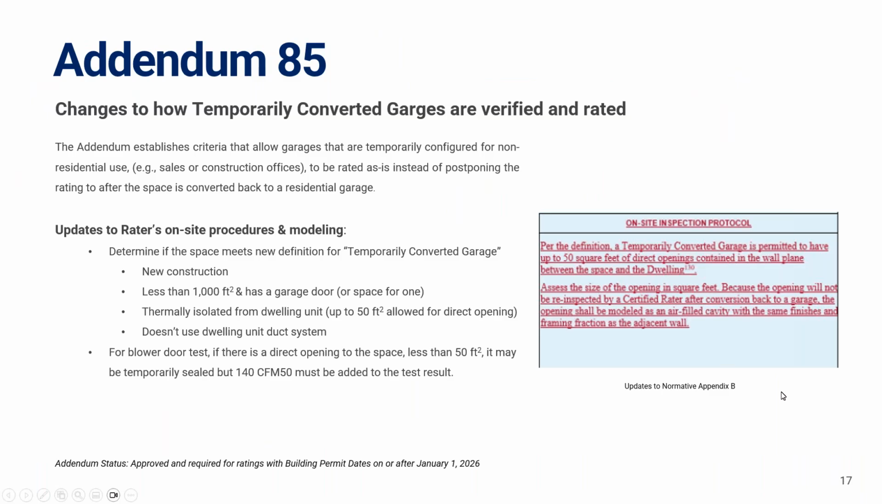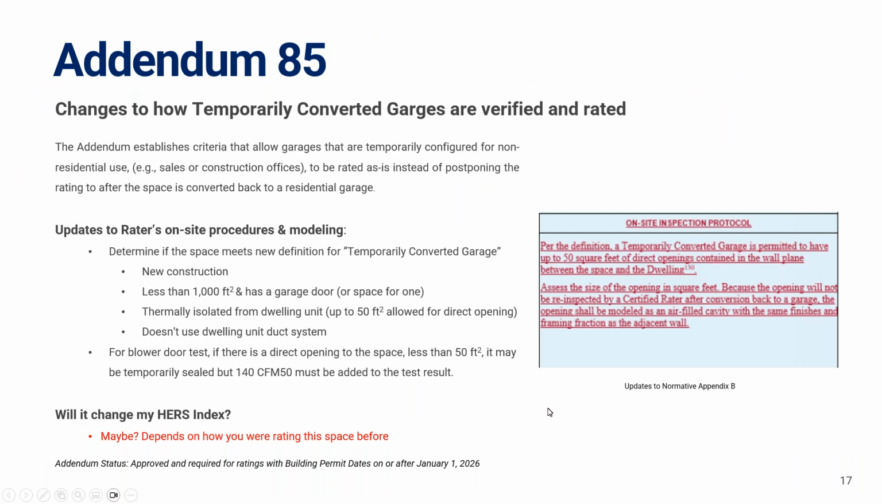Here's a screenshot of what the addendum actually looks like. This is the track change version, like you always see these in underline and red font. So this would be in Appendix B once it finally gets adopted into the ANSI standards, right? This is still just a HERS addendum. So we're saying what the change is: you're assessing it, determining whether it is a temporarily converted garage. If it is, that opening that I just described doesn't have insulation in it. So this language tells you that the opening shall be modeled as an air-filled cavity, with the same finishes and framing fraction of the adjacent wall. So it doesn't have insulation because you haven't confirmed that there's insulation.